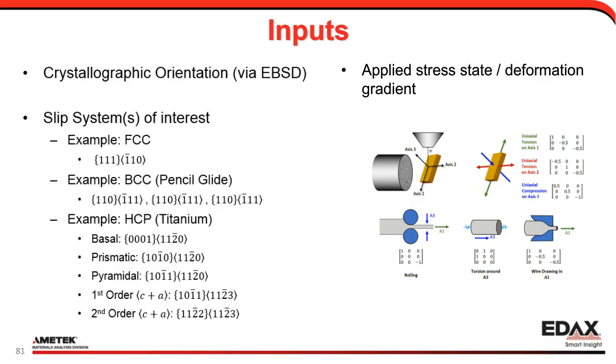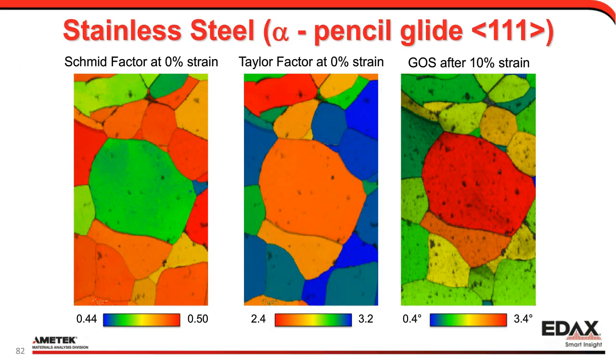And so here's an example where I've assumed pencil glide along one direction for stainless steel. This is the in situ example we've shown before. And you can see there are some similarities, but it doesn't match up perfectly with what we would expect from a GOS measurement. And this is because the local stress state is not the same as the bulk stress state. So it's not perfect, but it does give us some ideas, and we do see some correlations, and it is a way to analyze the materials with some kind of crystallographic or slip model that helps us understand what's happening in our material.